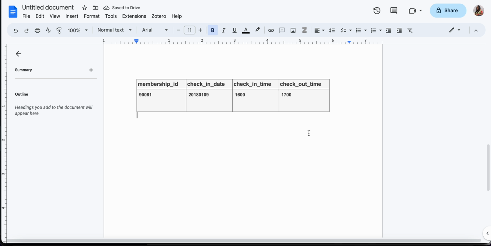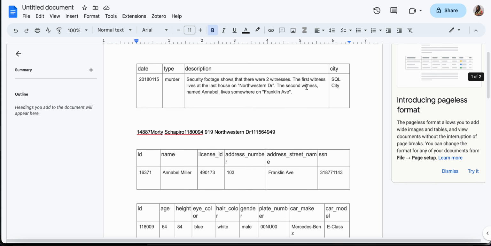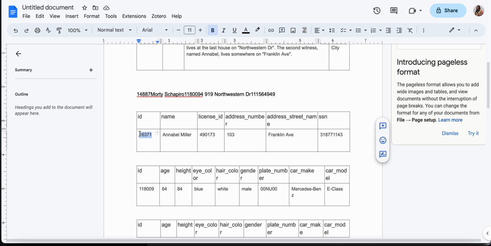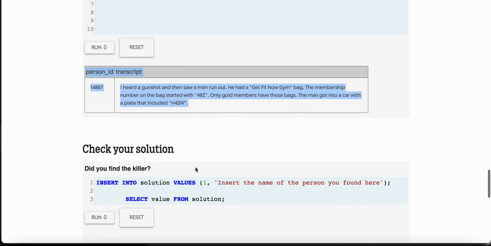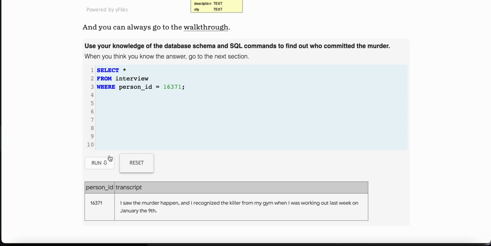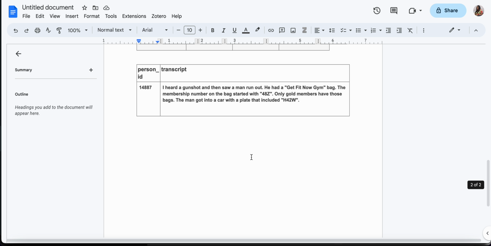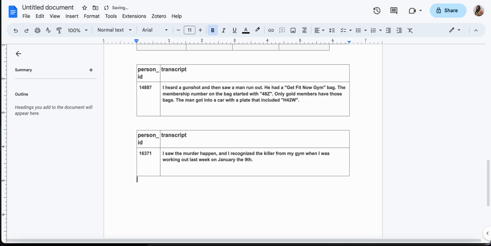Morty's transcript, let us see if we can also get Annabelle's transcript. So what is Annabelle's ID? This is Annabelle's ID. So let's check what did Annabelle say at her own interview since she was seen to be a witness. She said, I saw the murder happen. Now she saw, the other one heard, and I recognized the killer from my gym when I was working out last week on January the 9th. Very interesting interview. So we take that because we are going to use those details for further probing.